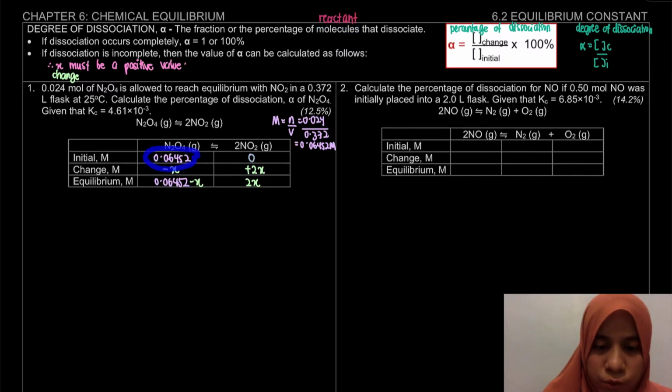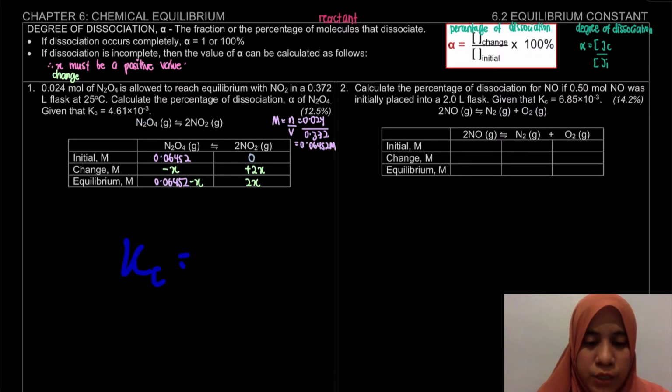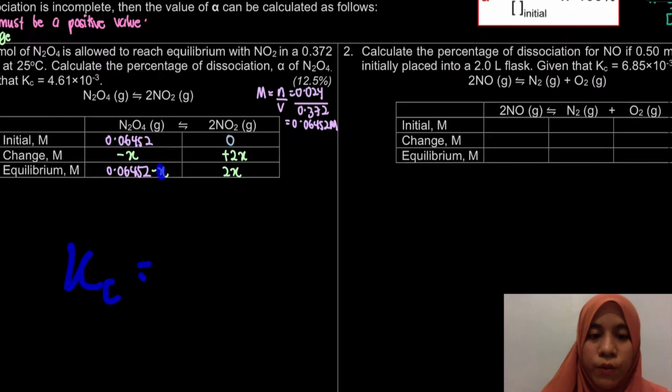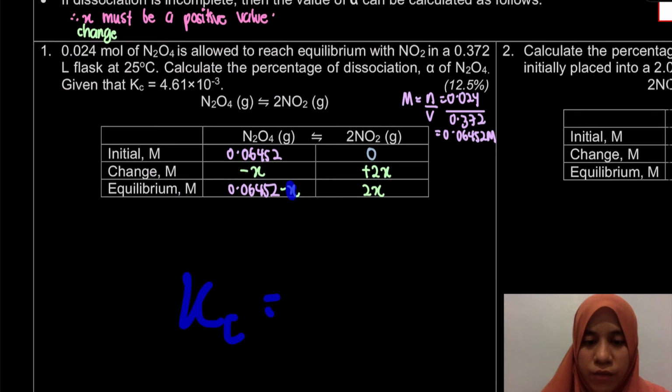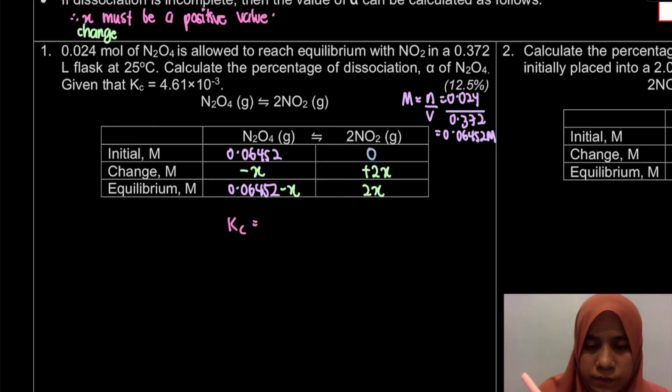Okay, change we do not have. Then it doesn't tell us the concentration at equilibrium. It only gives Kc. So we have to find it as usual. From Kc, we will find our X. Before that, let's write down the Kc for the equation.